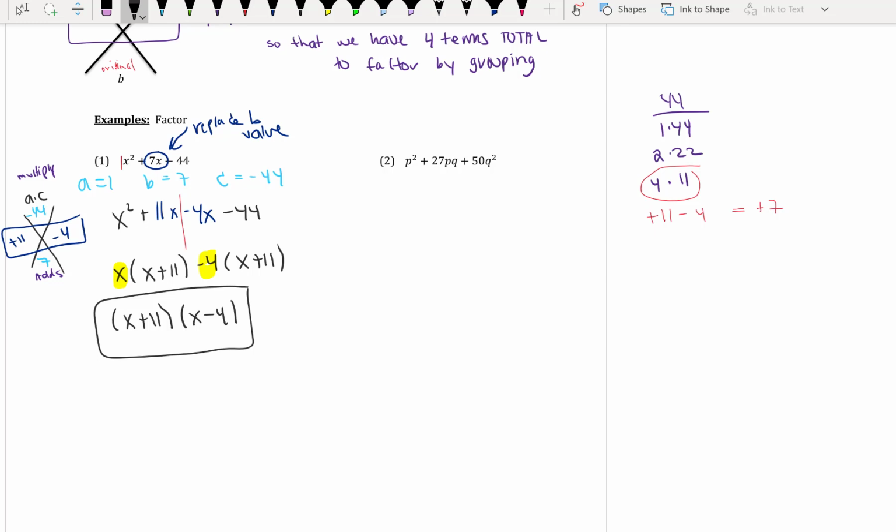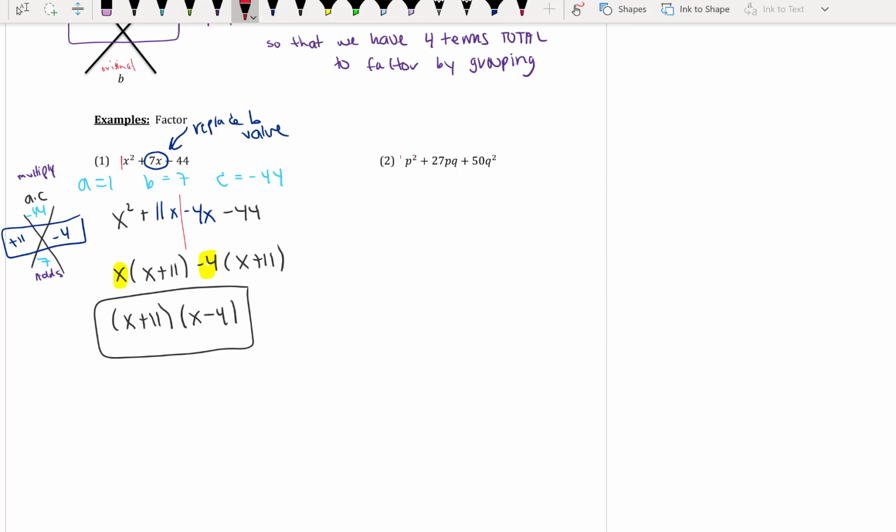Now I'm going to do the exact same thing for number 2. What's slightly different here is that I have 2 variables, p and q. I just have to keep in mind what's going on. I'm going to get rid of my scratch work here because it's going to be different. So let's think about this.